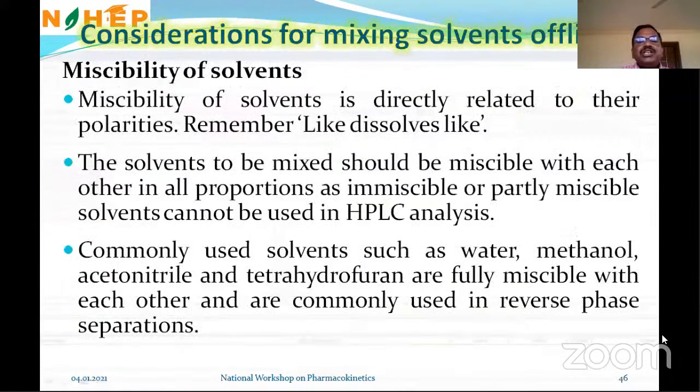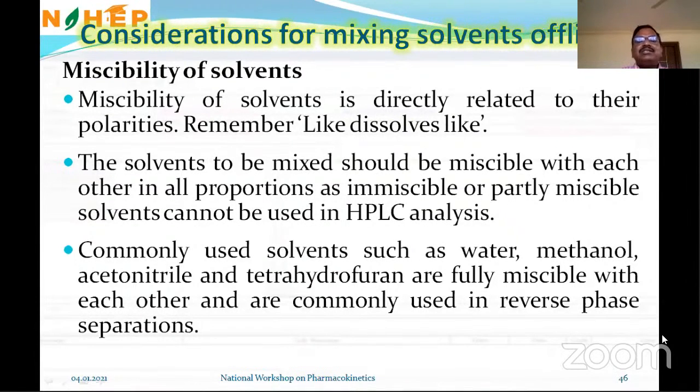Coming to the considerations for mixing solvents offline. Suppose in our HPLC system there is a provision to mix the various solvents online, that is, during the pumping. Whereas if you are mixing before, that means there is no online mixing provision, and we are keeping the mixed buffer. Then we have to give some consideration, that is, miscibility of the solvents.